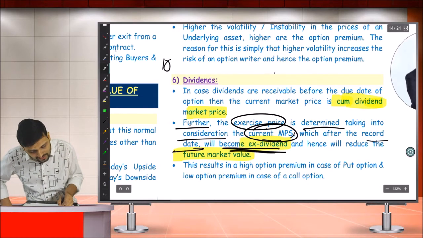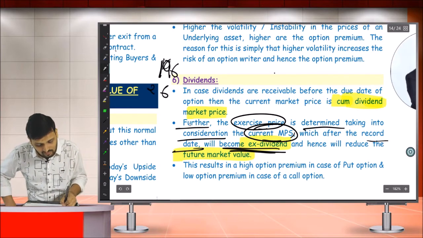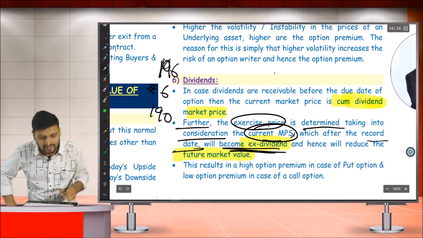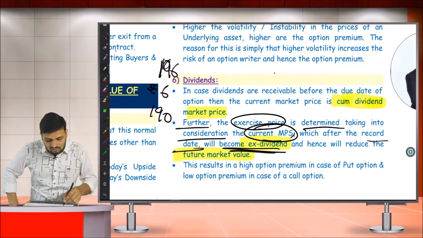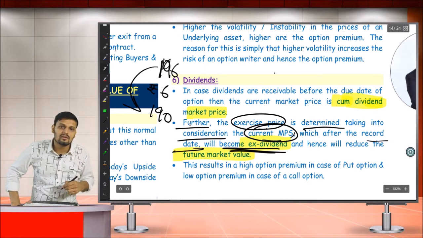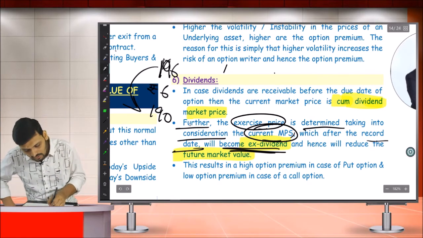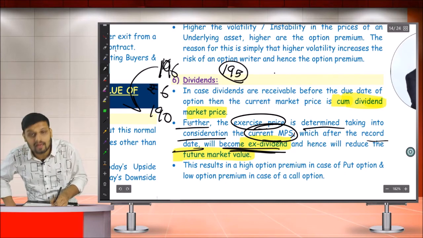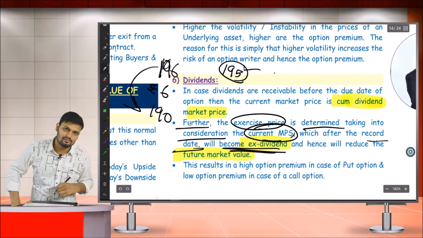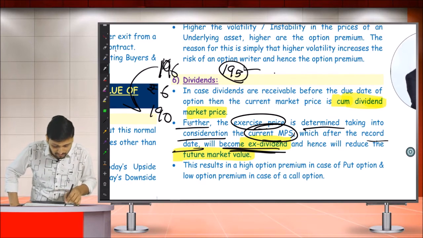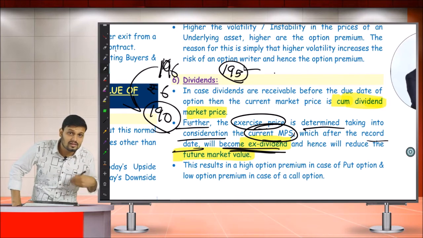So 196, let us assume after the record date, 6 rupees of dividend was given. It came down to 190. So if it is going to come down like this, who is going to be benefited? I will tell you. Earlier, I am a buyer of call option. I bought it at 195. Now the price is 190 only. So who is at disadvantage? Buyer of call option is at disadvantage.